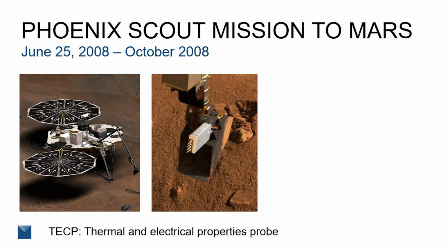Now, one of the most enjoyable projects was one that we undertook about 20 years ago when the Jet Propulsion Lab asked us to make a thermal properties sensor for the Phoenix Scout mission to Mars. The lander is shown on the left here; our probe was attached to the scoop that's shown on the right. There are 4 needles. Those were inserted into the Martian regolith to make the measurements.